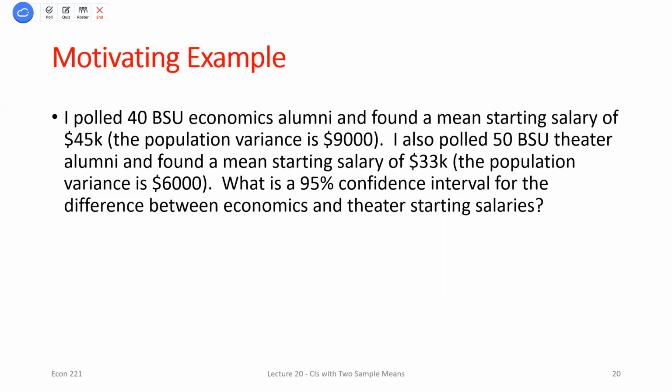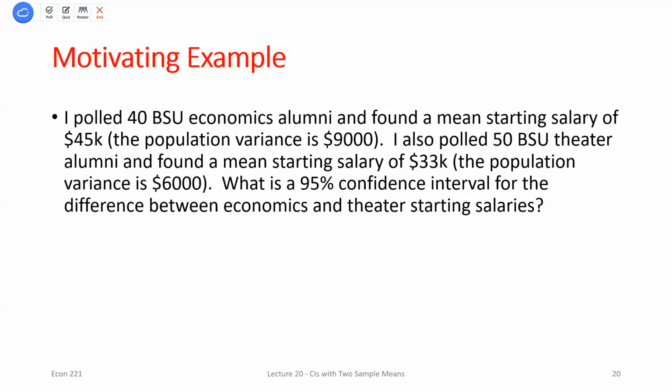45,000. Right. What was the sample mean starting salary for theater majors? 33. So whatever that difference is, that's what I'm going to base my confidence interval around. That's the best guess I have about what the true difference is in these salaries. So, if it makes it easier, I could just write this as one number, so when I go to my calculator, I don't have more parentheses and things going on.